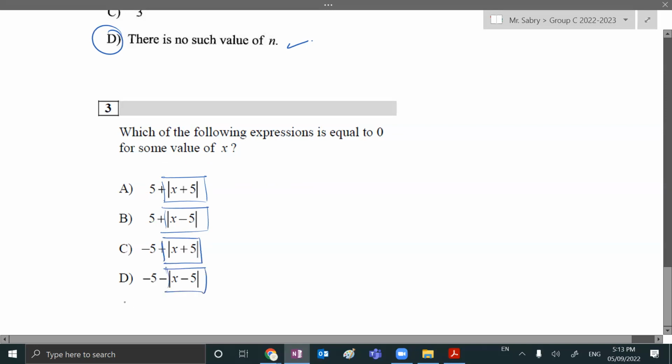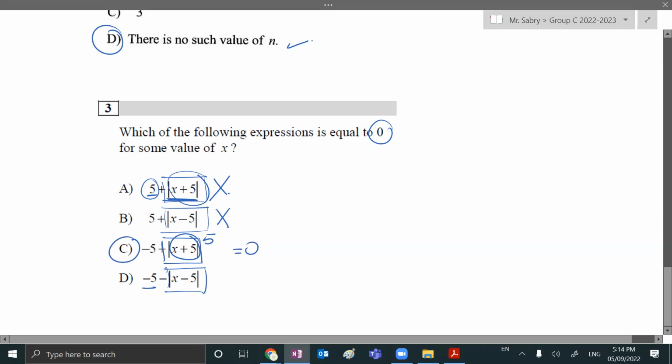Think of this thing as always becoming positive or 0, whatever is inside it. So is it possible to add something to 0 or positive and it would result in 0? No. So the 5 added to whatever the absolute value is would never be equal to 0. Same thing here, 5 plus any absolute value is not equal to 0. -5 though, plus an absolute value, that may be equal to 0 because this could be equal to 5. So -5 plus 5 may be equal to 0.